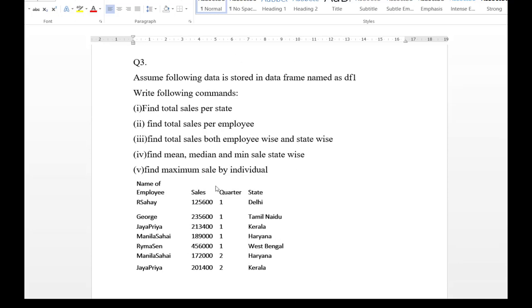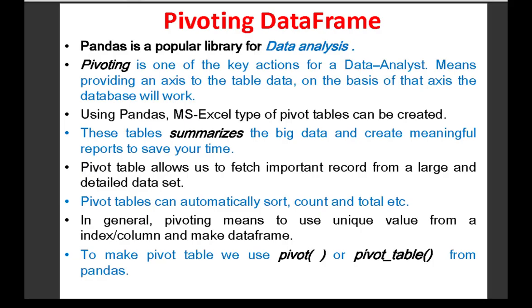So now, such types of commands we can perform on the data frame with the help of a pivot table. Clear? So we first understand what pivoting is. What is pivoting? Pivoting a data frame. Actually, without pivoting, we cannot perform and cannot analyze such types of records. So that's why we first have to understand what pivoting is. Clear?